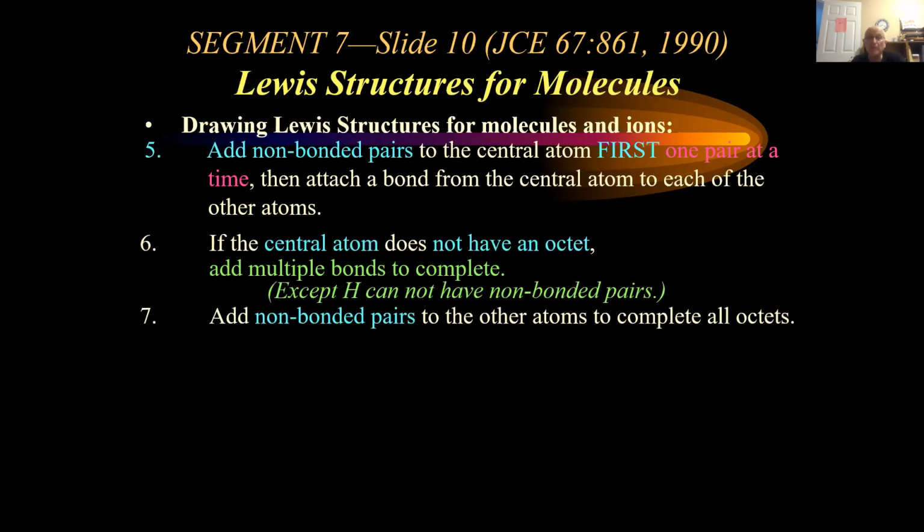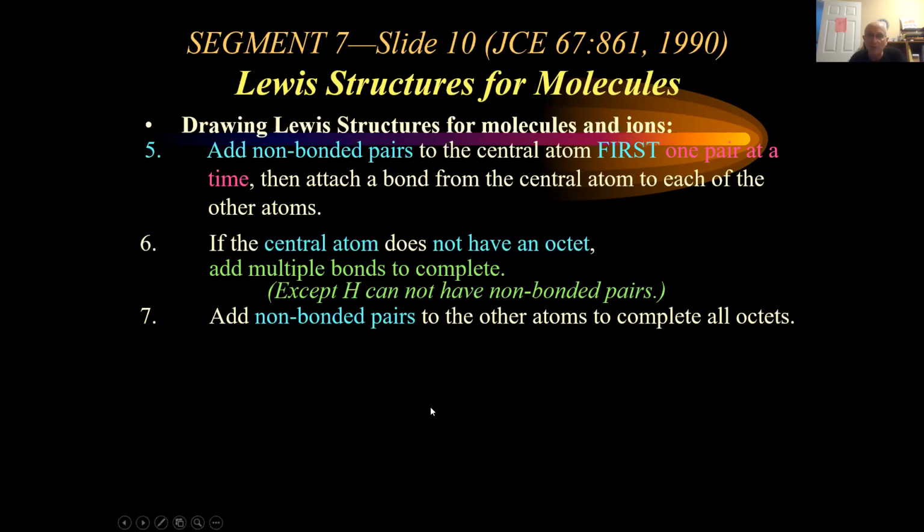Now, you can't have non-bonded pairs on hydrogen either. So we're going to add non-bonded pairs to the other atoms to complete the octets around them. So if I'm talking about CO2, now I've got carbon fixed. I've got the octet on carbon. Now I'm going to look at the oxygen atoms and see how many lone pairs I need around those oxygen atoms in order to create the octet on them.